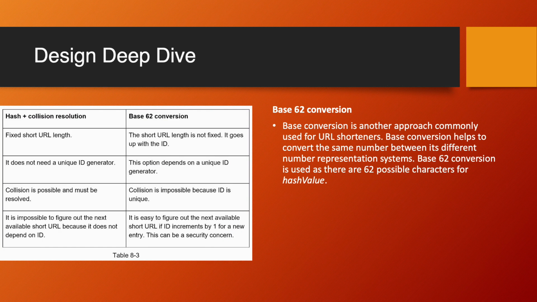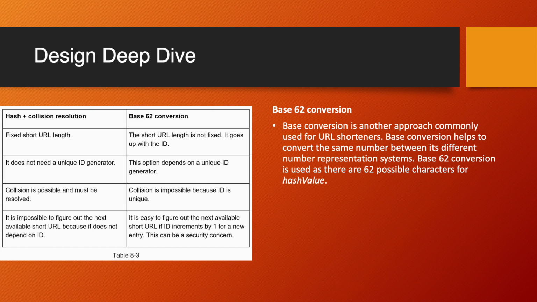Base 62 conversion is another approach commonly used for URL shorteners. Base 62 helps to convert the same number between its different number representation systems. Base 62 conversion is used as there are 62 possible characters for the hash value.